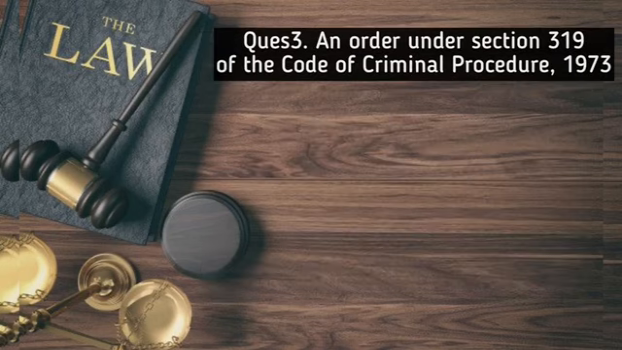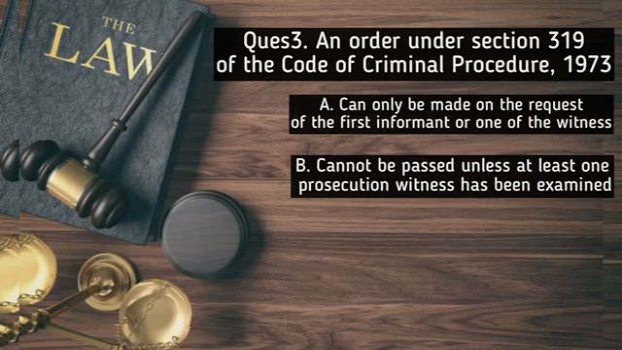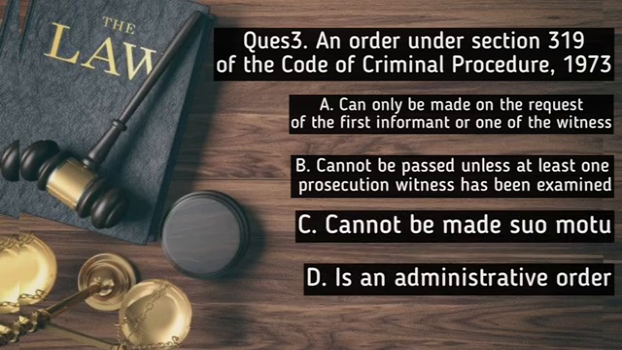Question number 3. An order under section 319 of the Code of Criminal Procedure 1973, and our options are: A, can only be made on the request of the first informant or one of the witnesses. Option B, cannot be passed unless at least one prosecution witness has been examined. Option C, cannot be made suo motu, and option D, is an administrative order. And our answer for this question is B, cannot be passed unless at least one prosecution witness has been examined.